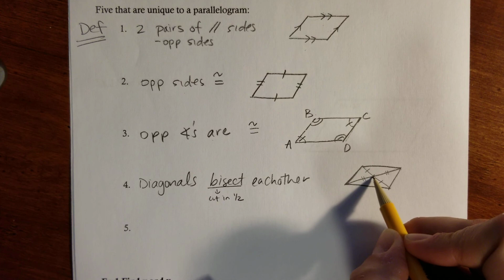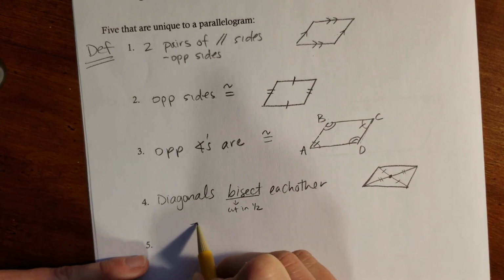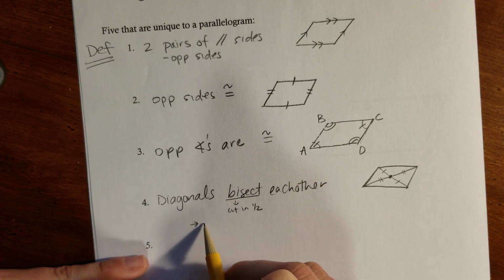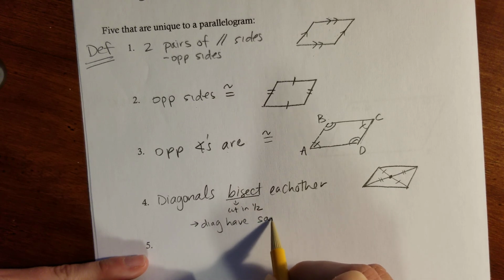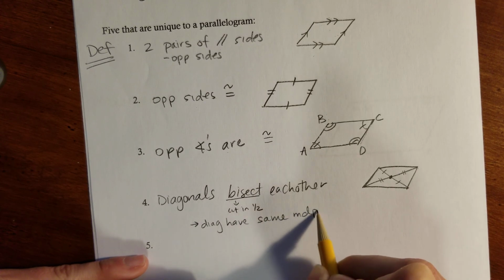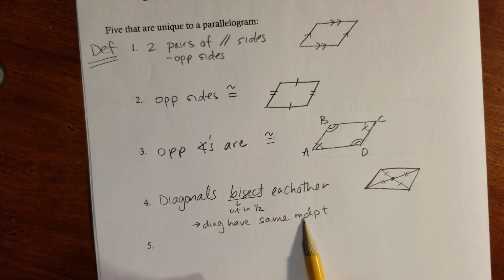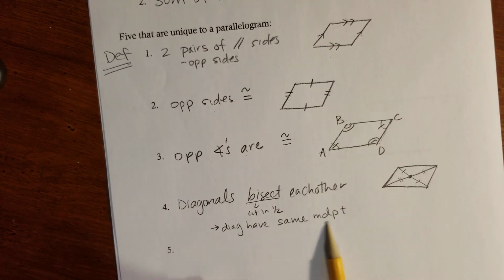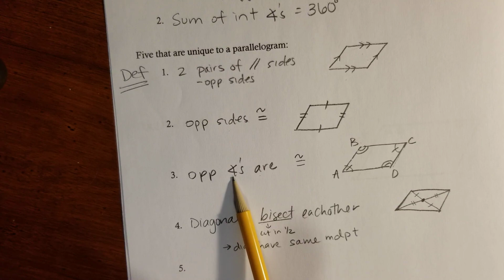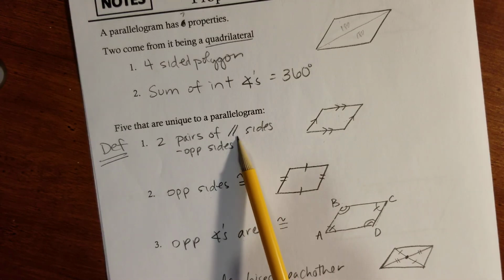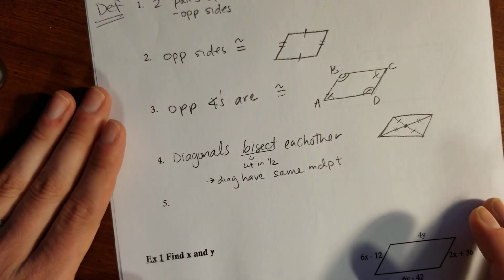Now, if you notice, this point right here is where it's cut in half. So when the diagonals bisect each other, that means they have the same midpoint. So the diagonals have the same midpoint. That's another way to say this. Sorry, I like to abbreviate a lot, so I will use symbols a lot. I will shorten words a lot. So MDPT, that's midpoint. Angles, congruent, parallel. So I'll do my best to make sure I say them out loud as I write them.